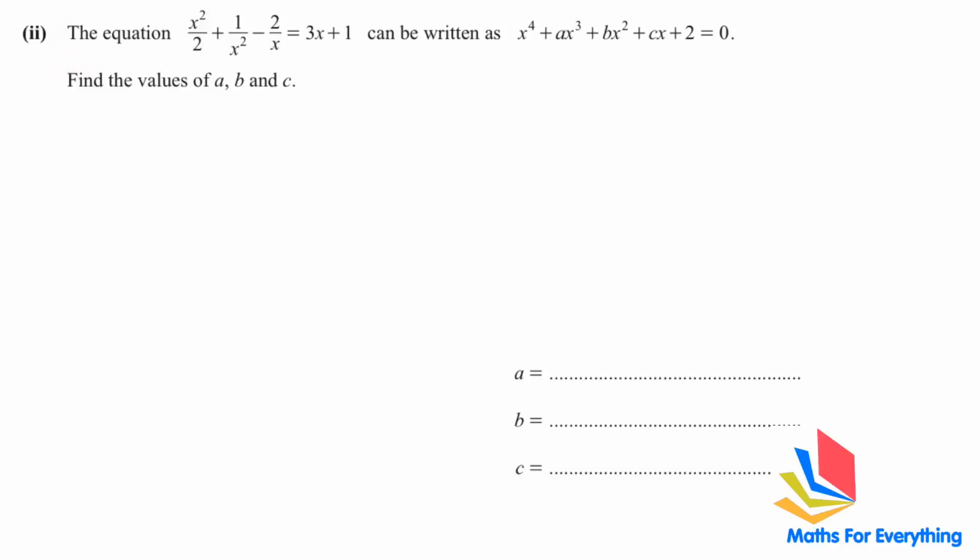Part 2 of the question. This equation can be written as this, and we need to find A, B, and C. So let's write down the equation. Is equal to 3x plus 1. You can see in this equation given here, we don't have anything in the denominator. So to do that, we will remove these denominators. We need to have a common denominator.